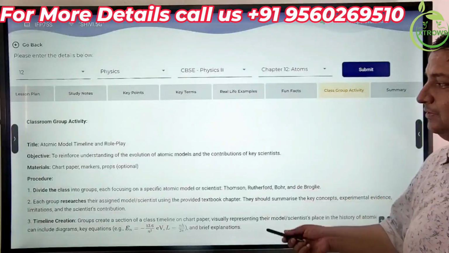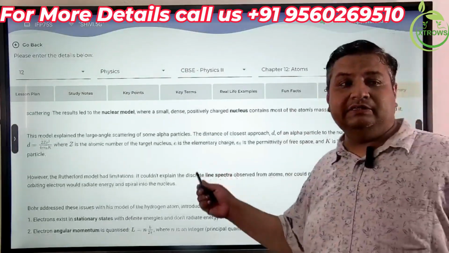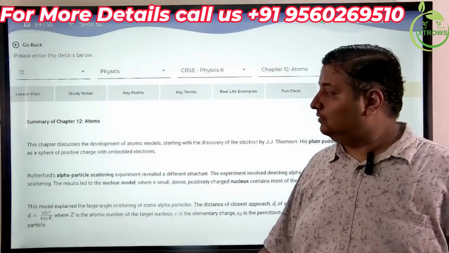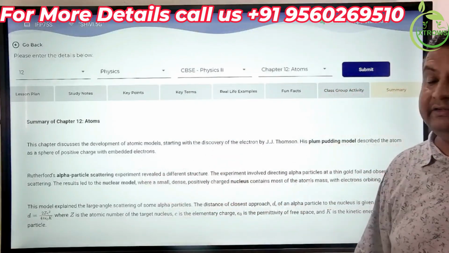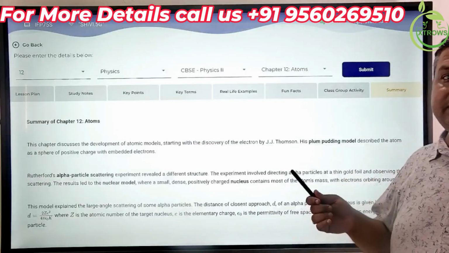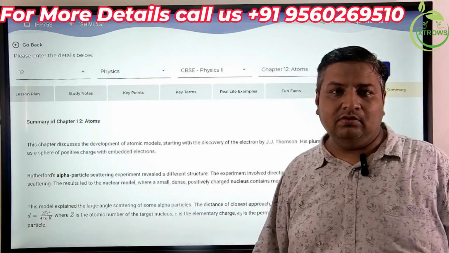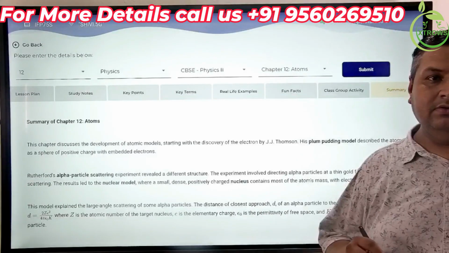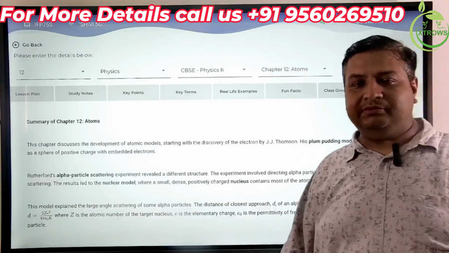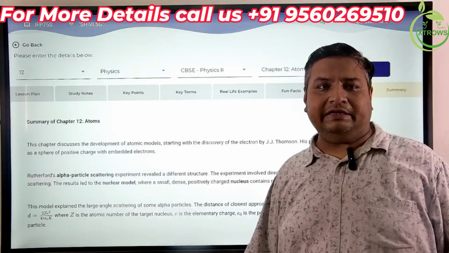Now this is the summary. Our teacher can make the summary notes of it. Now all these parts, lesson plan, study notes, key points, key terms, real life examples, fun facts, group activity, and summary help the teacher of a school or coaching center to make their notes, which help the students to understand the things with fun learning activity.